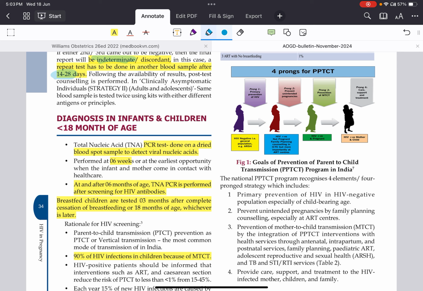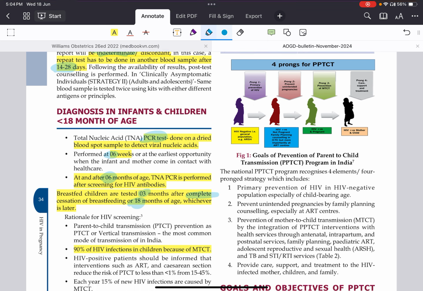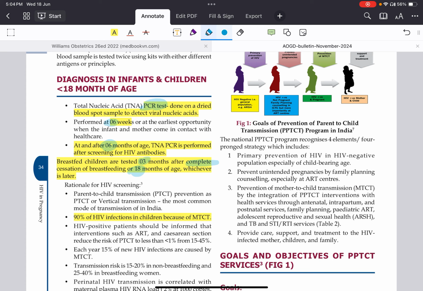Anyhow, diagnosis in infants and children. The pregnant female delivered an infant. She is HIV positive, so the infant should be tested. Like dried blood sample should be tested. It should be repeated at 6 weeks, and repeated at 6 months. If she's breastfeeding, then after stopping breastfeeding, for example, if she breastfed for 1.5 years and stopped now, after 3 months of completion of breastfeeding you should test again, or else at 18 months of age, whichever is later, you will test again with the PCR test. Which test? PCR test. 90% of children get HIV because of MTCT, mother to child transmission.